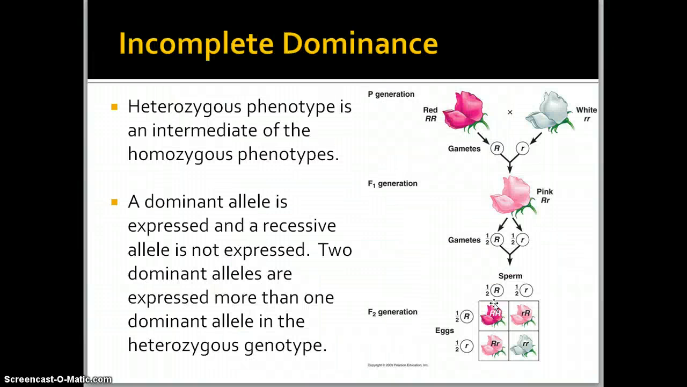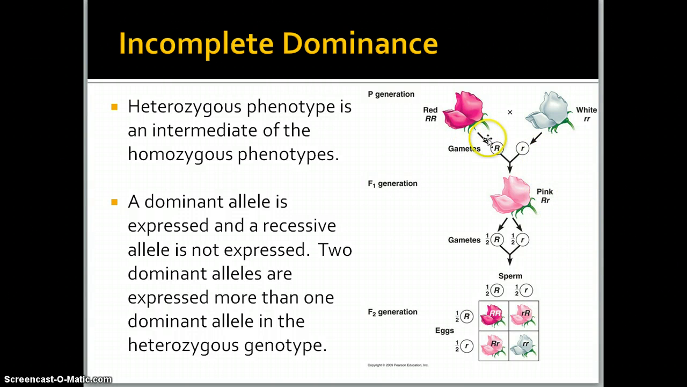How this actually works is that the heterozygous phenotype is the intermediate of the homozygous phenotypes. In the homozygous parents, a dominant allele is expressed and the recessive allele is not expressed. So let's look here at how this works.